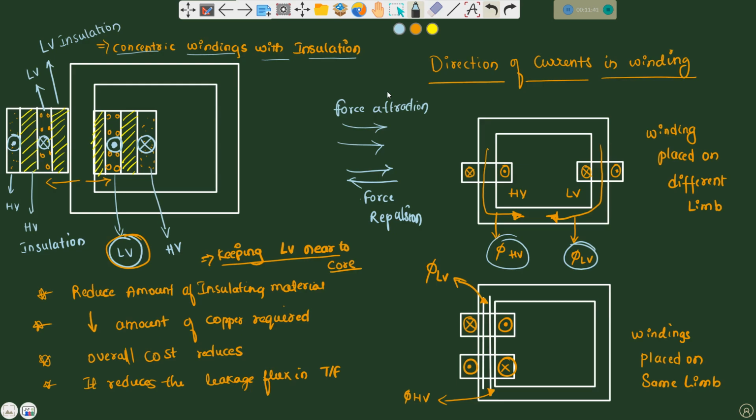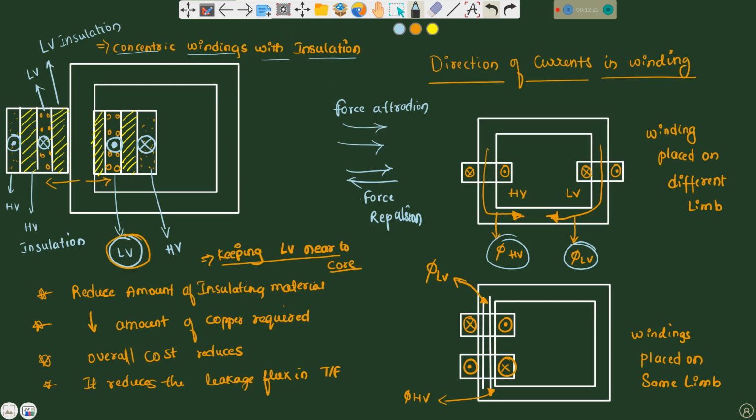As the windings placed on the same limb carry the current in the opposite direction, as we saw here, it's going upwards for LV and downwards for HV. The nature of force between the windings is repulsive according to the Lorentz principle. These repulsive forces are also called radial forces because the forces are perpendicular to the core. The repulsive forces are exactly equal and opposite in normal operation of the transformer, so the resultant force will be 0.